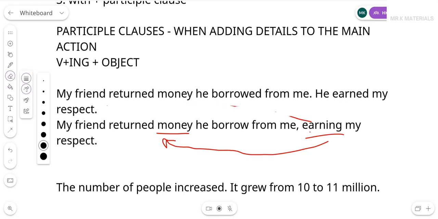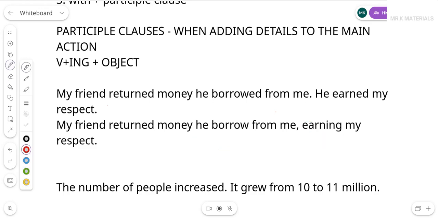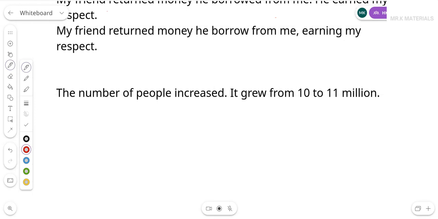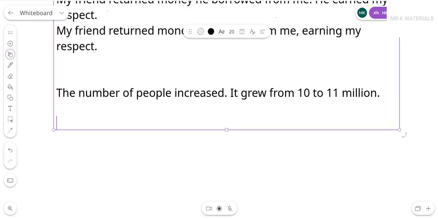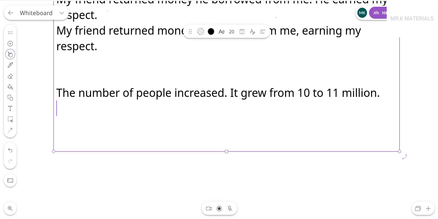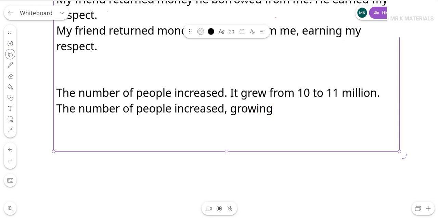We're going to look at a little more specific example here in writing task one context. Okay. We have this sentence. The number of people increased. It grew from 10 to 11 million. Right now you can pause the video and try to use participle clause here to combine these two sentences. Alright, now I'm going to go ahead and write the correct version here. That would be the number of people increased, growing from 10 to 11 million.